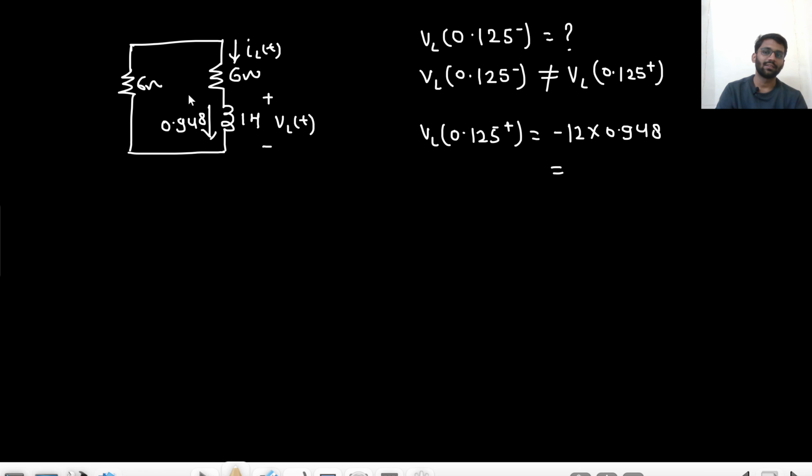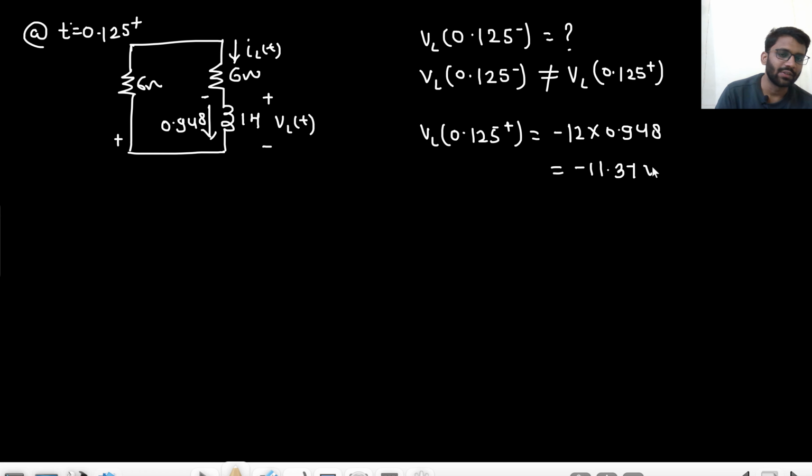That's why I was interested in this current. This voltage drop will be equal to minus VL(t). This 0.948 current is flowing in this circuit at t equals to 0.125 plus. Now the 0.948 current is flowing through this 6 ohm resistance as well as this 6 ohm resistance. So 0.948 into 12, so minus 11.37 is the voltage we are having.